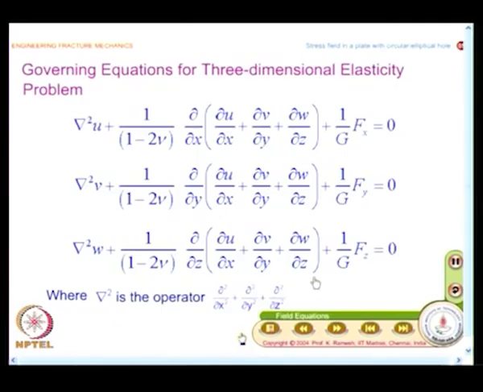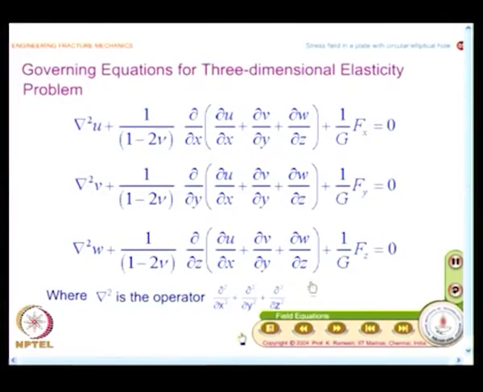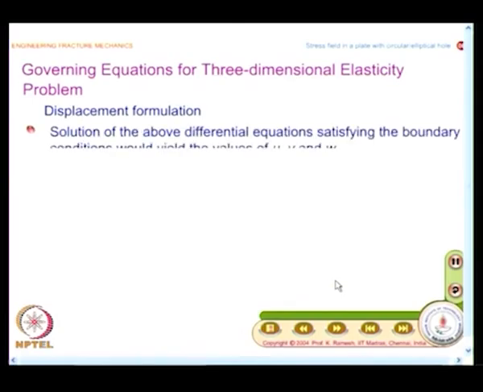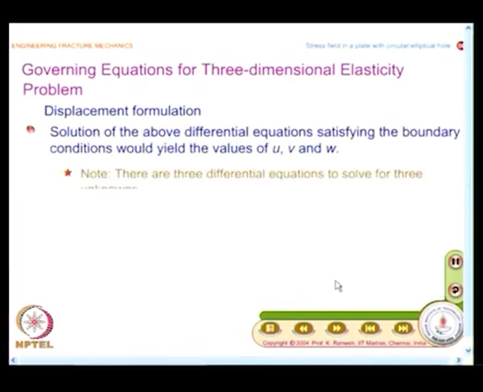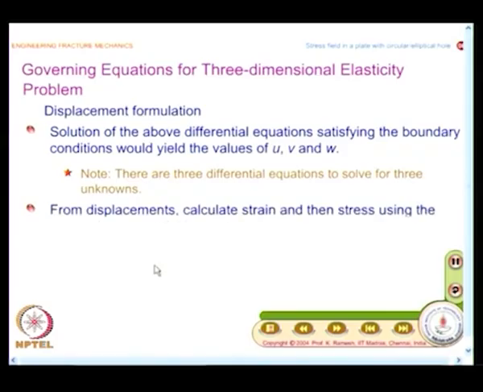And what you will have to look at is, from mathematical point of view, I have to find out 3 unknowns u, v, w. I have 3 equations. So, I am in a position to identify by solving this, get the solution for u, v and w. Once I get displacement, go to strain and then finally go to stresses. So, the procedure is fairly straightforward in the case of displacement formulation. So, this is what is summarized here.